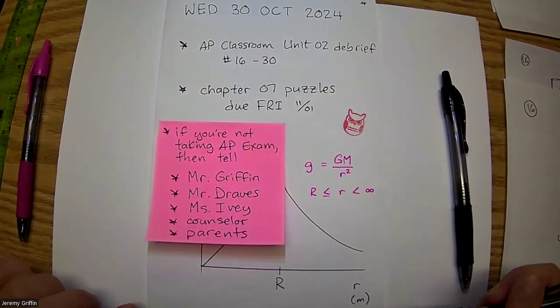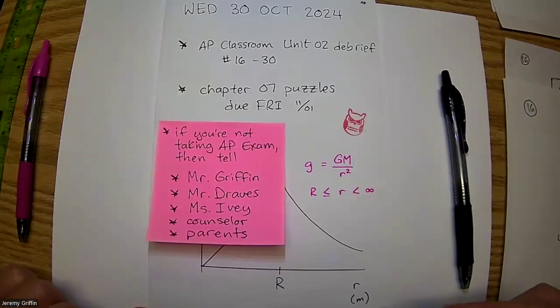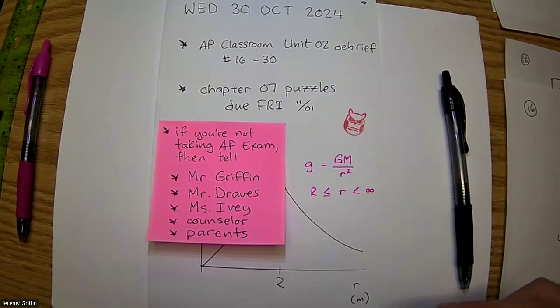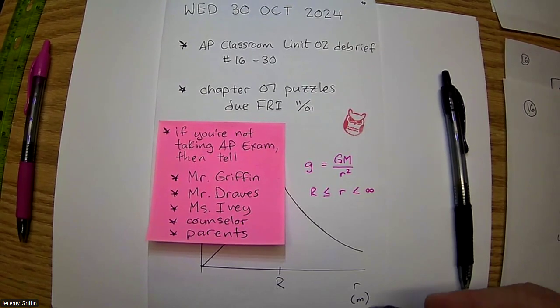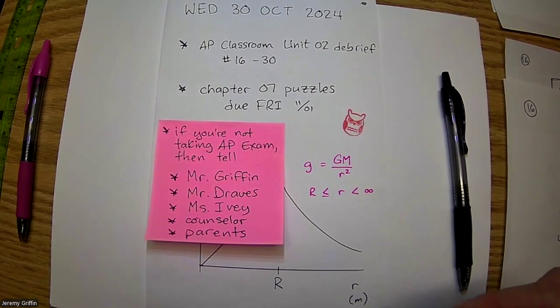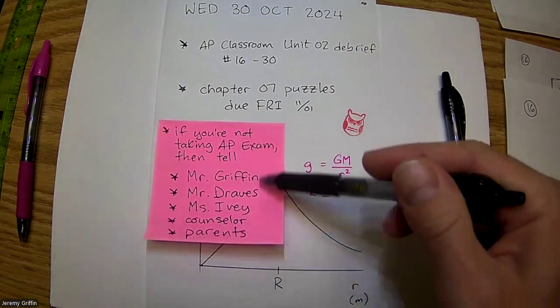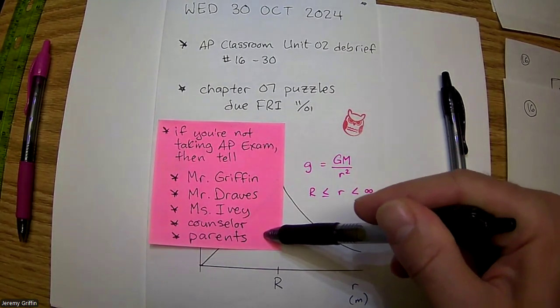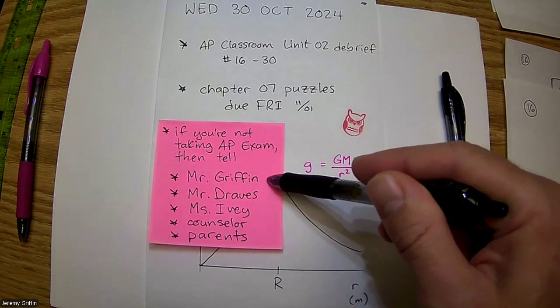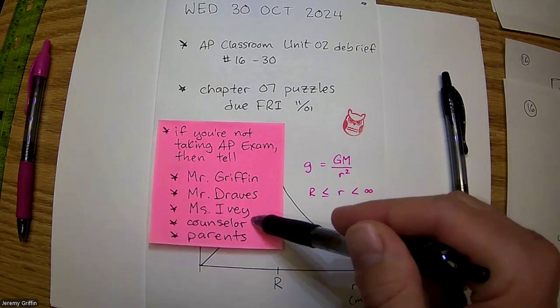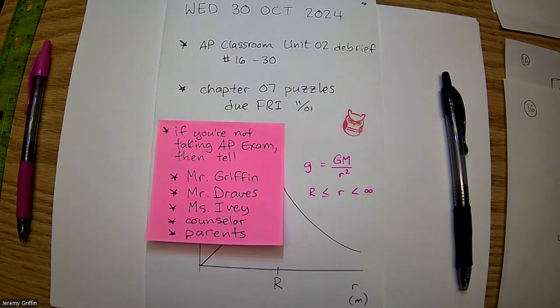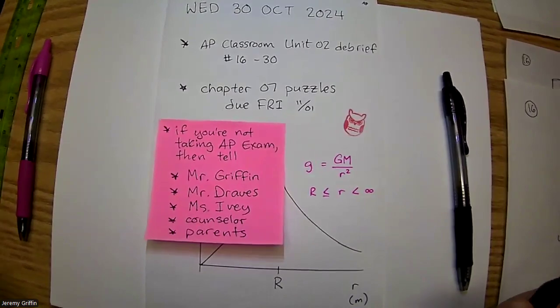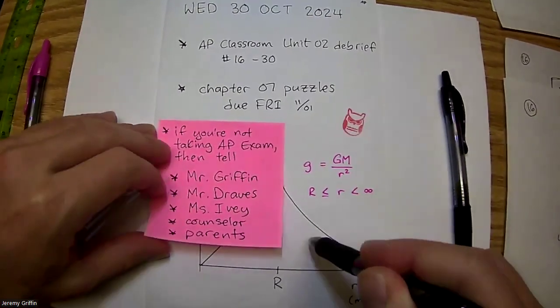So far, it is. Guys, you've been in this class over a quarter by this point. If for any reason you think, maybe I don't want to take the exam, or I'm not in this class, then tell somebody on this list by the end of the week. You can tell me, Mr. Dravies, Miss Ivy, your counselor, definitely your parents. If you did not want to take the AP exam in May, just let somebody know pretty soon.